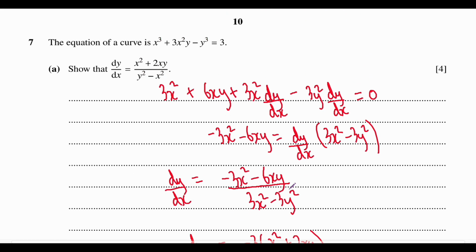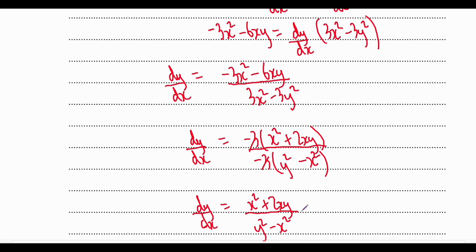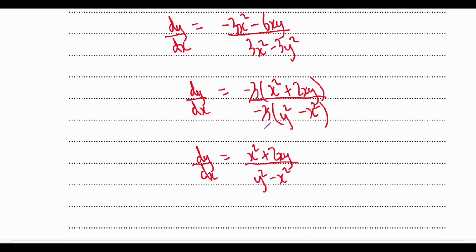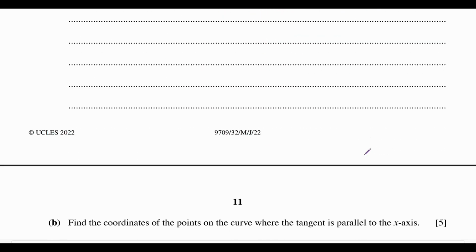And is that what we wanted to show in the first place? X squared plus 2xy divided by y squared minus x squared. Yep, that is exactly what we need to show. So we have proven this to be true. So that's done. Let's do the next part.